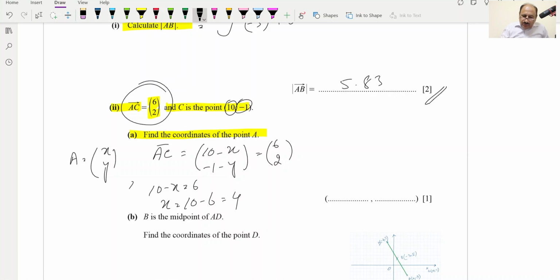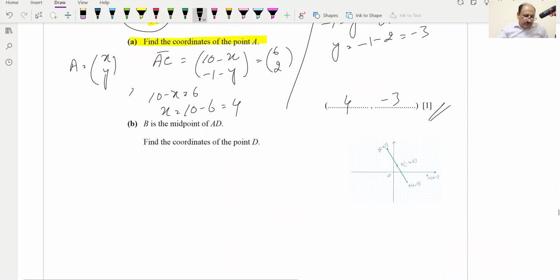So x value is equal to 4, and for y value we can equate minus 1 minus y is equal to 2. So y value will be equal to minus 1 minus 2, and this is equal to minus 3. So minus 3, 1-mark question. Hopefully you understood this. Now for the B part, it says B is the midpoint.